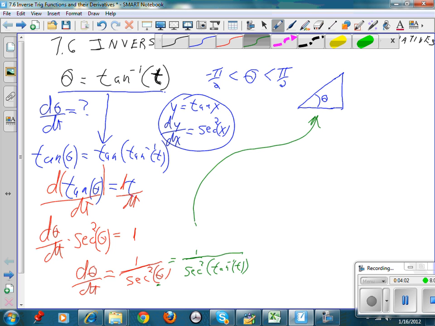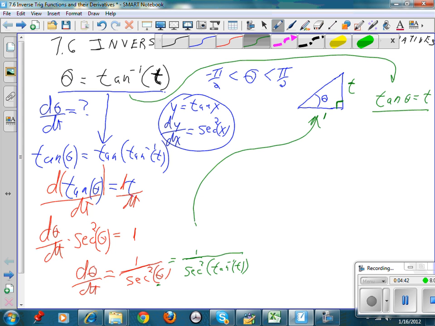I'm going to go up to this triangle. Now notice the tangent of theta is equal to t. So what's the tangent of theta? The tangent is the opposite over the adjacent, right? So I'm going to make this side equal to t, this side equal to 1. I'm using my triangle trigonometry. That's a right triangle.